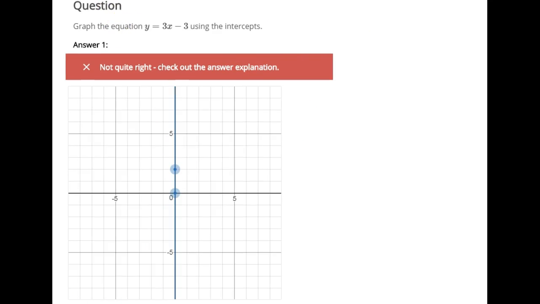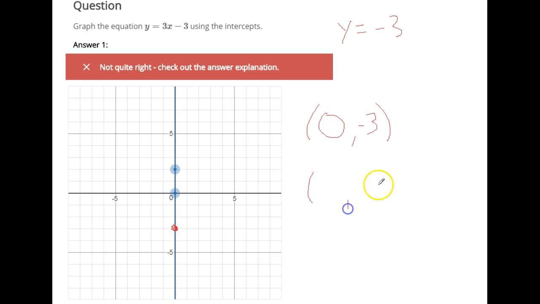In this question, doing the same thing, I have an incorrect answer drawn, but we're going to get the right one here. First, let's find the y-intercept. That means x is 0. If I plug a 0 in there, it's 3 times 0, so y would just equal -3. 0 minus 3 is -3. So I get 0 for x, and our y-intercept is -3.